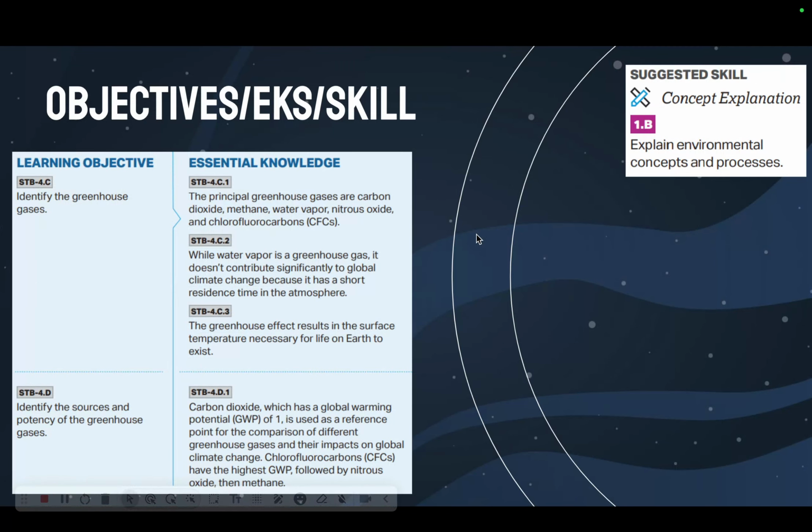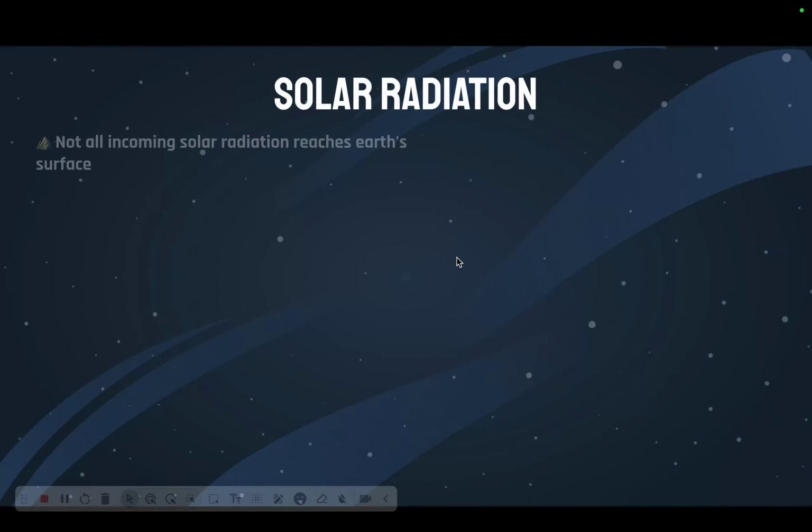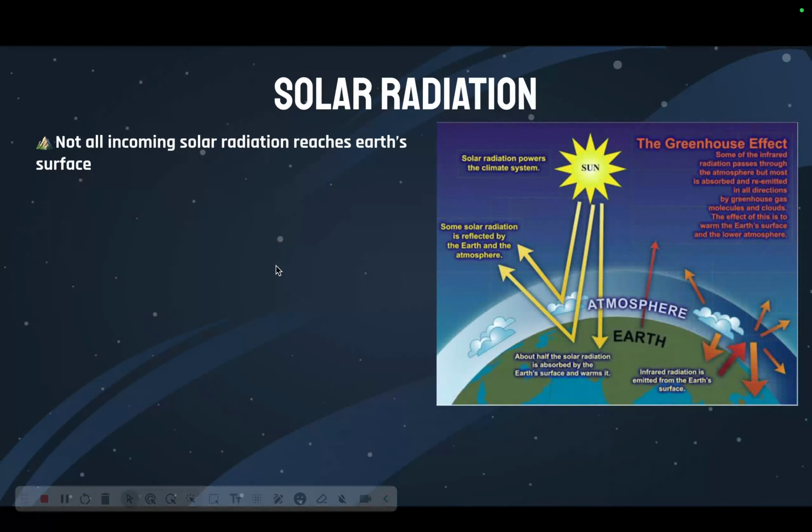You need to be able to identify greenhouse gases and identify the sources and potency of the different greenhouse gases. So first of all, an important thing to note, and we mentioned this in our last set of notes, is that not all incoming solar radiation reaches Earth's surface. And you can see that here in this diagram. Some of it actually bounces off the atmosphere, and some of it actually moves through.